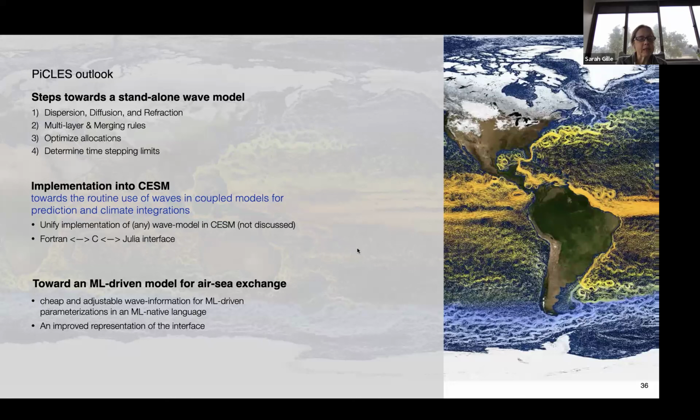And maybe while people are thinking of questions, I'll ask, you mentioned this diffusion question, that WaveWatch has an intrinsic diffusion built in and Pickles does not. What's the right level of diffusion? Is WaveWatch getting it exactly right?